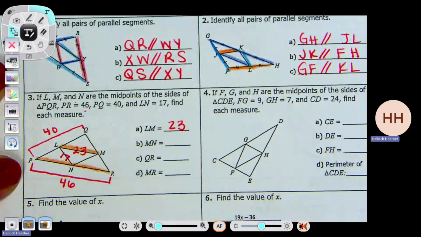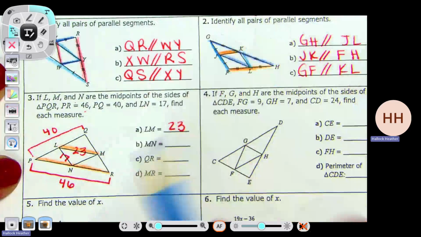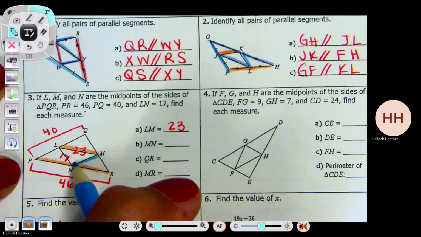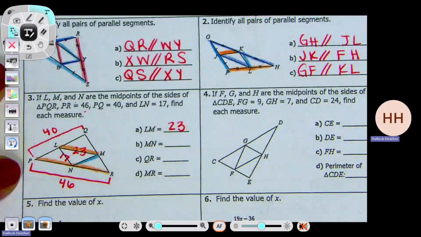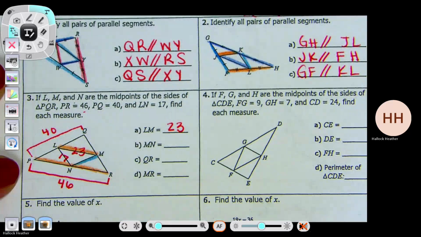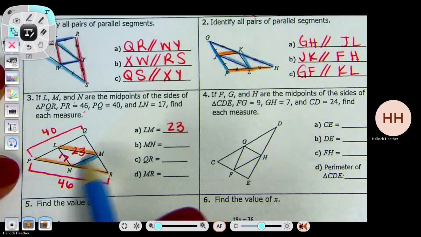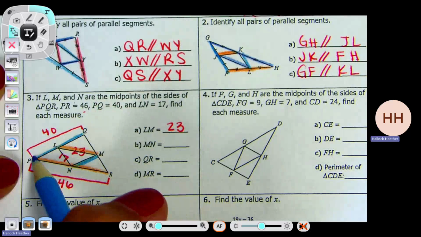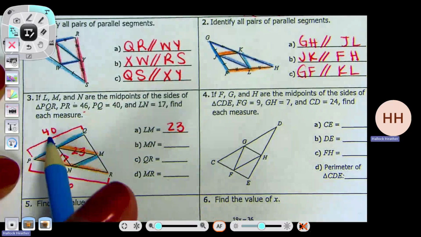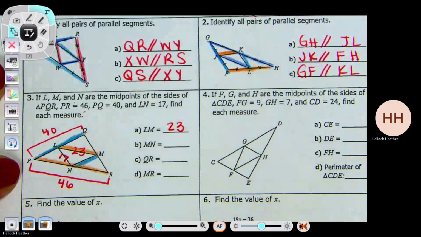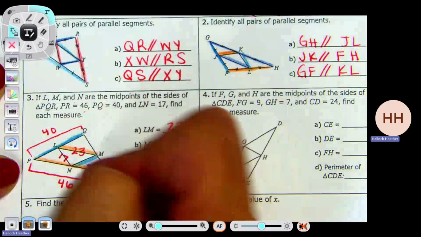MN is the next thing I'm trying to find. Where is MN? MN's here. MN is parallel to what side? QP, PQ, whatever. Now I know the outside is 40. So how much is the inside? 20, because you cut it in half to go in.